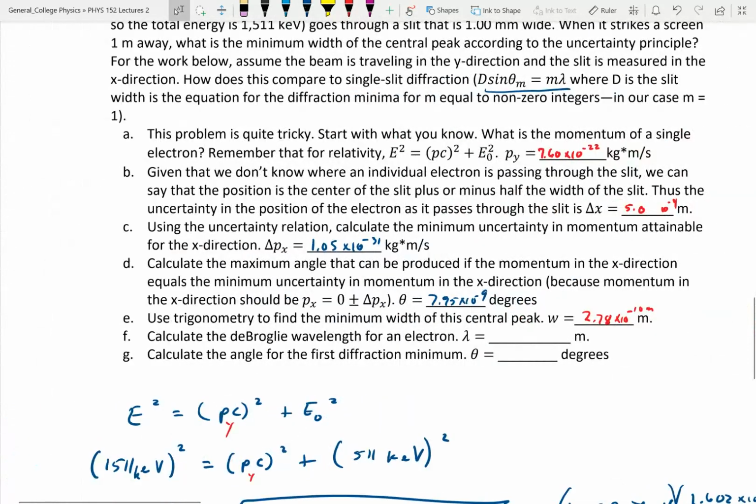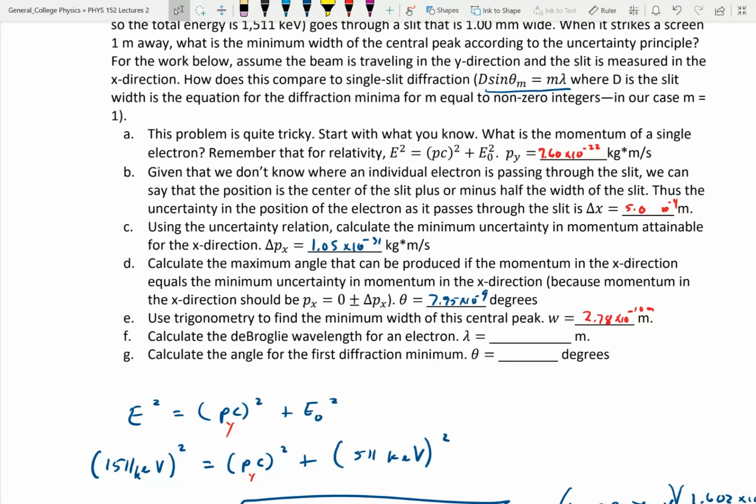Now, we're going to compare this with what we would get from diffraction. We didn't do single slit diffraction this year, but the equation for single slit diffraction has minima at d sine theta m equals m lambda. It looks very much like the double slit experiment, except now that's minima. And if m equals 0, it doesn't work. It's for m equals 1, 2, 3, 4, not 0.